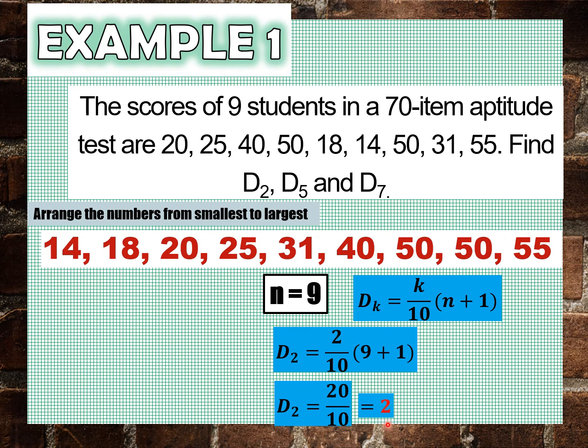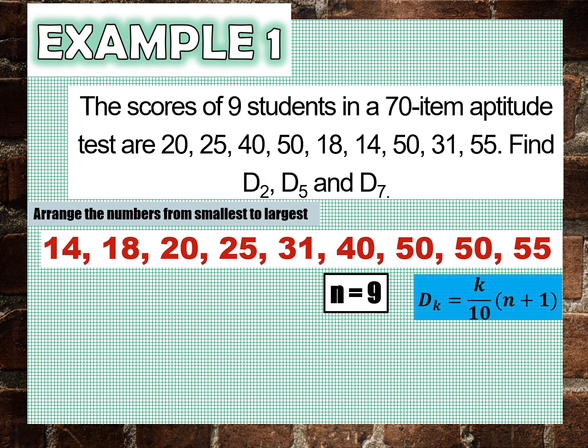So, it means whole number siya. So, pwede na natin i-identify kung ano yung second data dun sa ating set of scores, which is 18. 18 yung ating second decile based dun sa ating data.